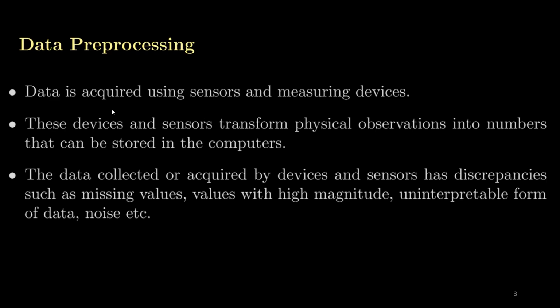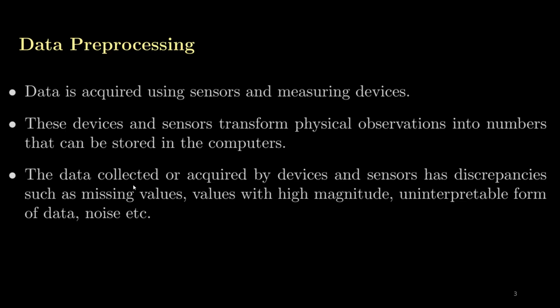Similarly, we have measuring devices. One of the simplest forms of a measuring device is a scale, which can be used to calculate the length of a physical object. When we measure the length of a physical object, it is in the form of numbers, and we can store those numbers in the computer so that later on we can perform any sort of analysis.